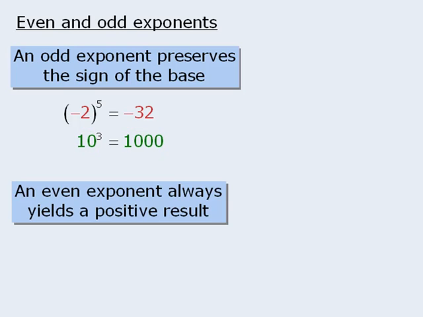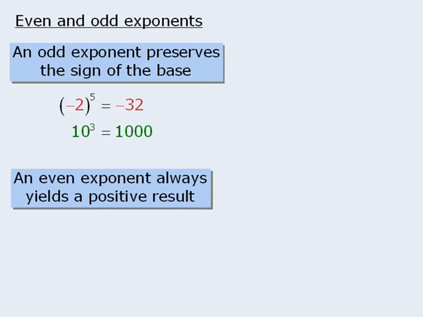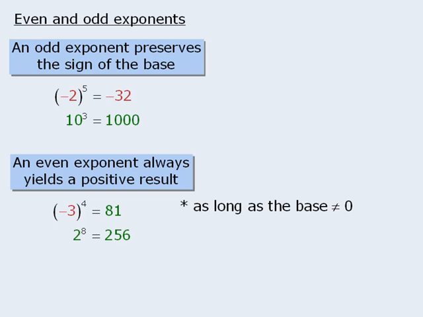Now, if the exponent is an even number, the expression will always evaluate to be positive regardless of the sign of the base. Now, please note that there's one exception here. If the base is 0, then the expression will evaluate to be 0. Otherwise, if the base is a non-zero number, then the expression will always evaluate to be positive regardless of the sign of the base. So in these two examples, notice that the exponents are both even, and notice that regardless of whether the base is negative or positive, the result is always positive.